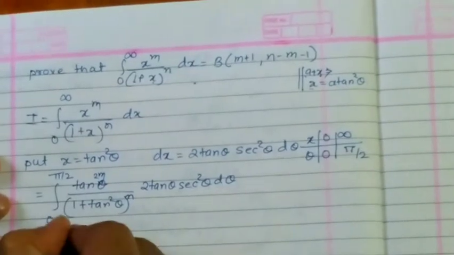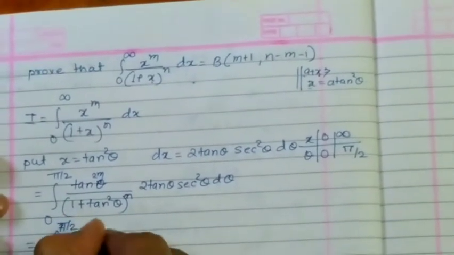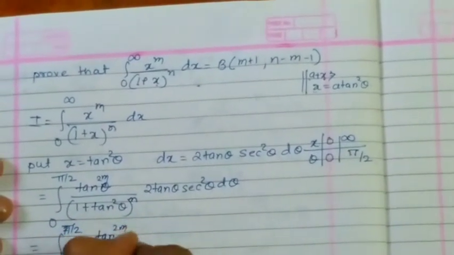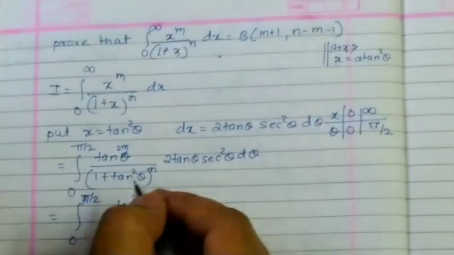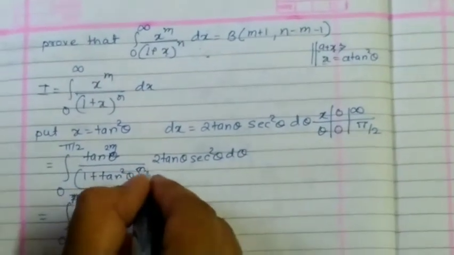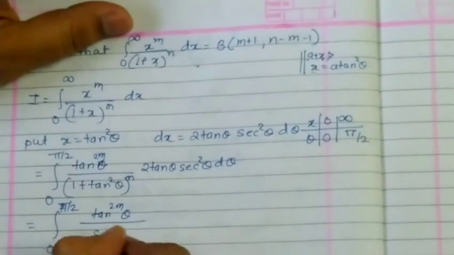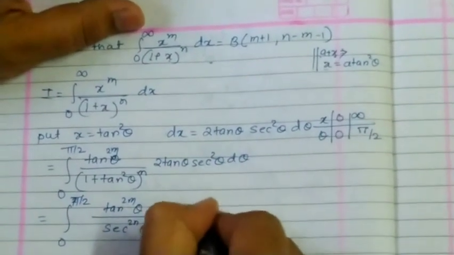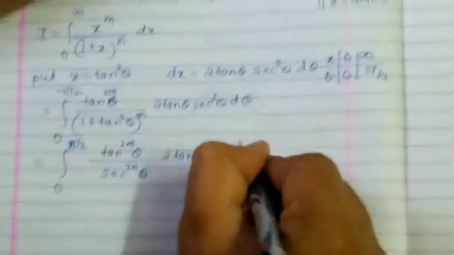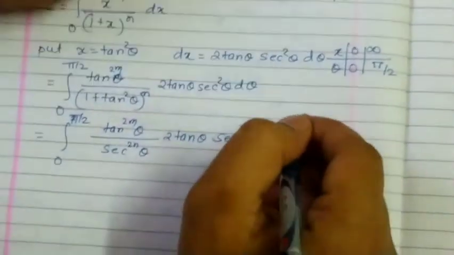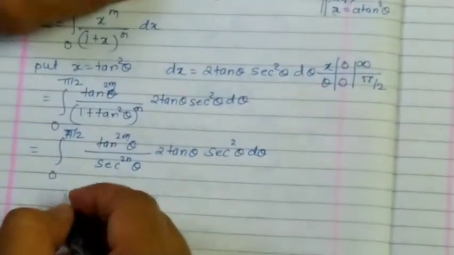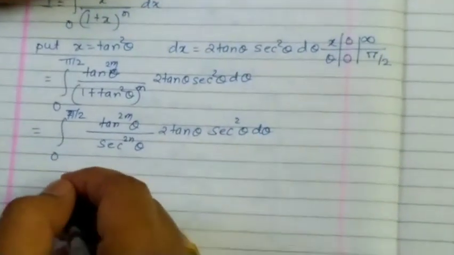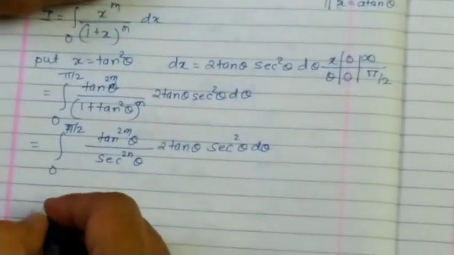So this is the integration from 0 to pi by 2 of tan raised to 2m theta, and 1 plus tan square is sec square, raised to n, that is sec raised to 2n theta, into 2 tan theta into sec square theta d theta. We'll make further simplifications.